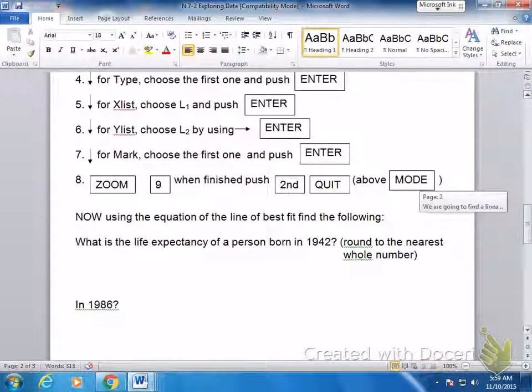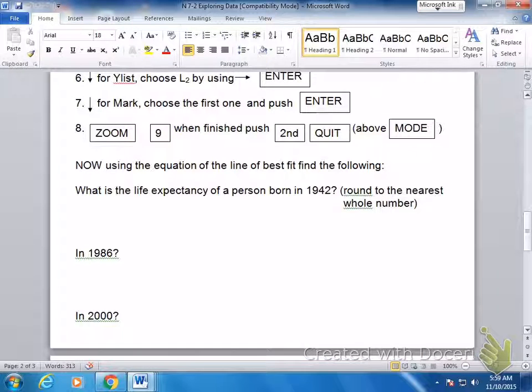If we scroll down a little bit further, it says, now using this equation of the line of best fit, find the following. This is basically going to ask us to plug in some numbers for X and see what the average life expectancy was in those certain years. You should be able to look at the graph now and see the estimations of our answers. But we have an equation that best fits, so we're going to plug our information in there.